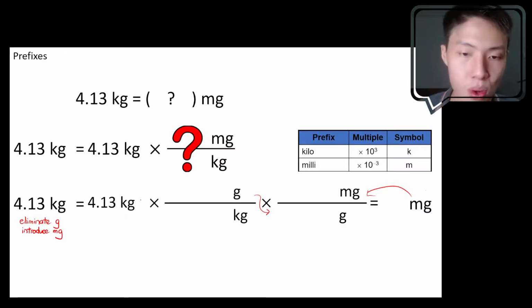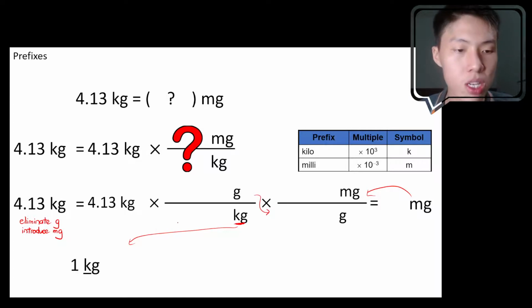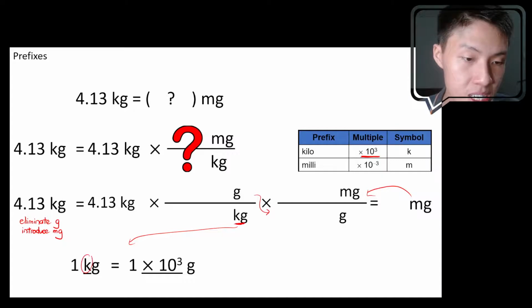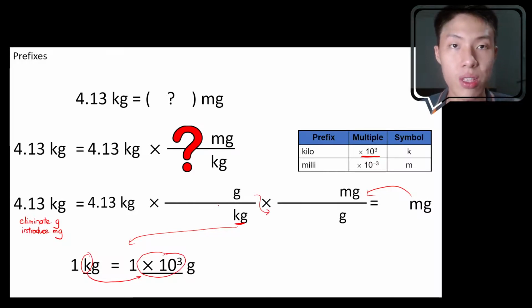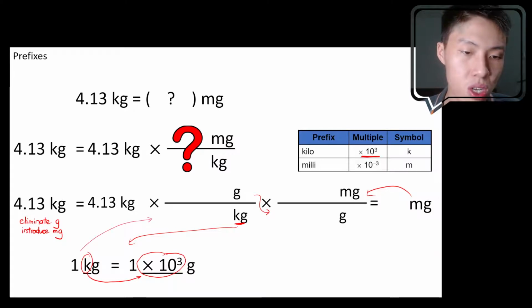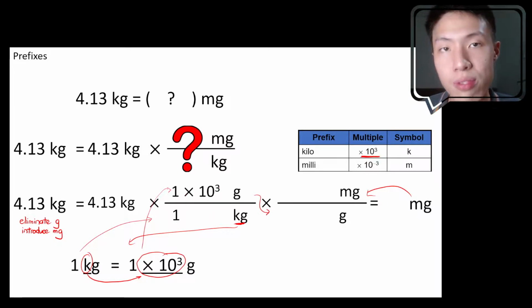Again, what do we do? We bring down the unit which has prefixes. The unit with prefixes, we bring it down. So 1 kg is equivalent to how much? At this table, it is times 10 to the power 3. So we replace the symbol for prefix kilo with the exact multiple that it represents. Now once we are done with this part, we can just fill in kg to kg, gram to gram. So this is how we fill in the first fraction.